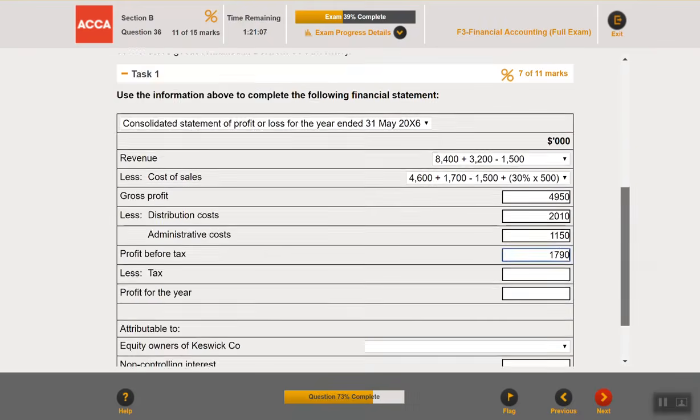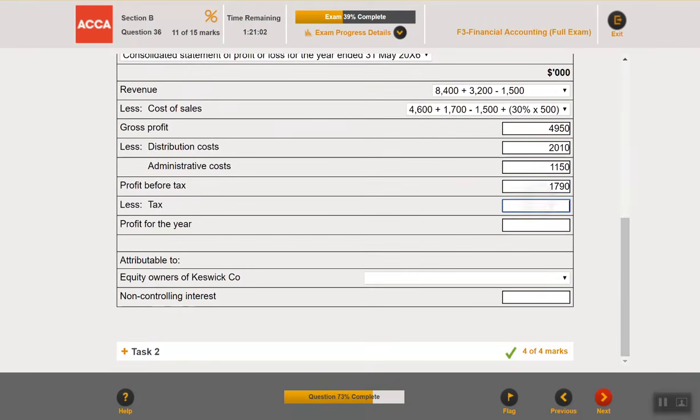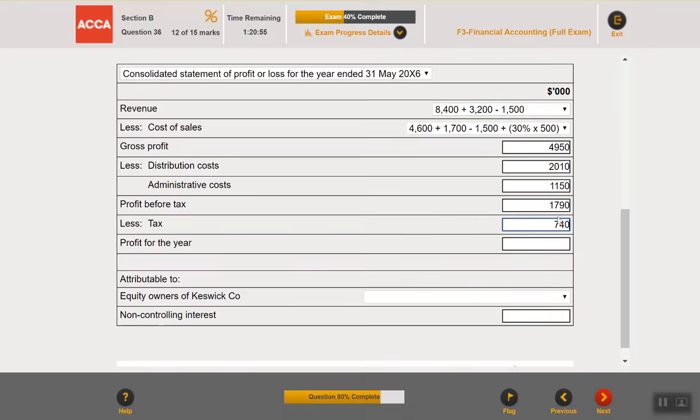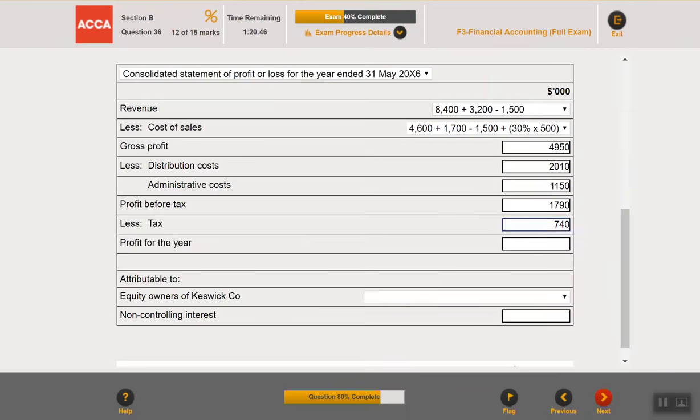And tax, parent plus subsidiary, which is 740. And profit for the year. So 1,790 minus 740 gives us 1,050. And then attributable to equity holders. Let's do this part first.